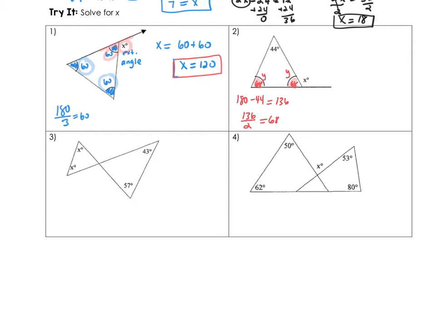You could also write the equation 2y plus 44 equals 180 and solve that. So that would be 2y equals 136, or again y is equal to 68. So to find the measure of x, our exterior angle, we're going to take 44 plus the 68, and we get a total of 112.